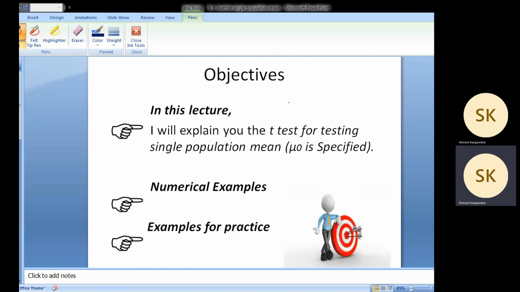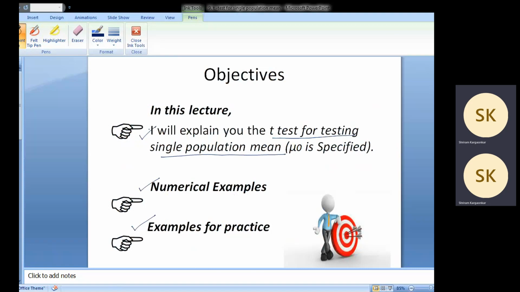The objective and the t test. In this lecture, I will explain the t test for testing single population mean. We will also solve numerical examples based on it, and I will give you some examples for practice.